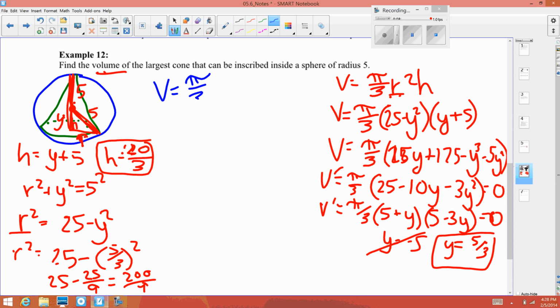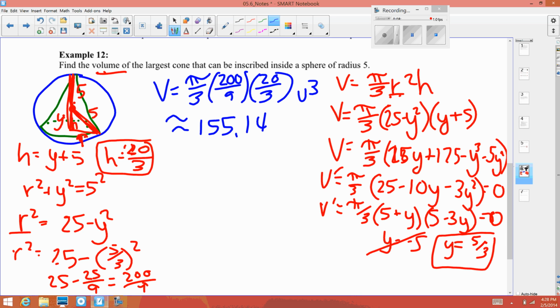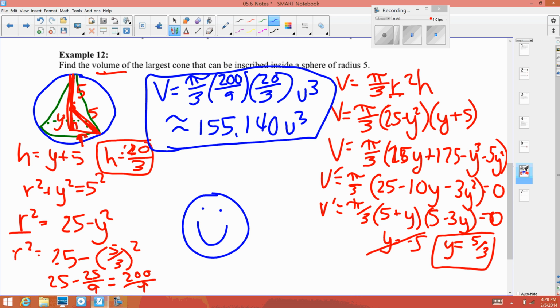1/3 pi times r squared times h. There you go. Maximum volume, and that would be units cubed. And if you want a decimal, I believe if I typed it in right, it'll be about that. Okay, but you can leave it as exact. See, that was a fun problem, not too crazy. All right, let's keep going.